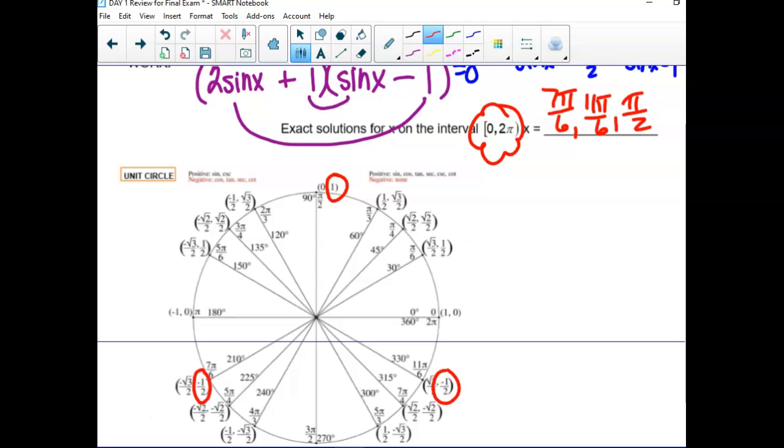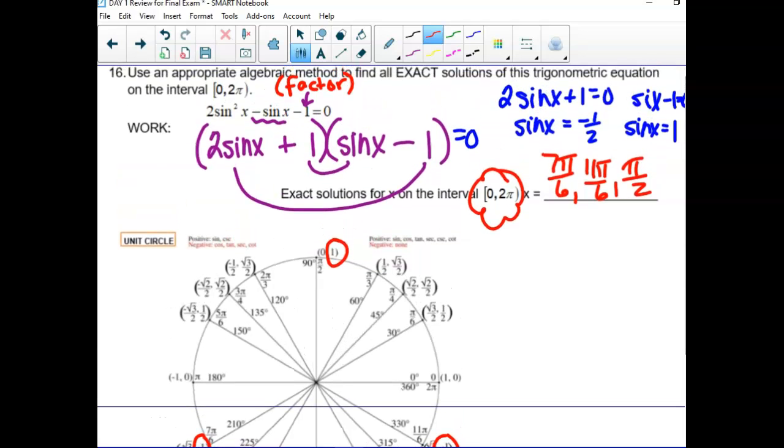I see people erasing. Did I mess up the signs? I don't think so, did I? Okay.